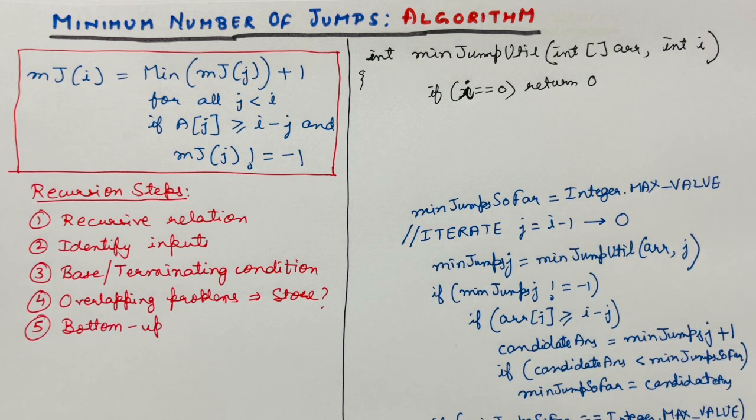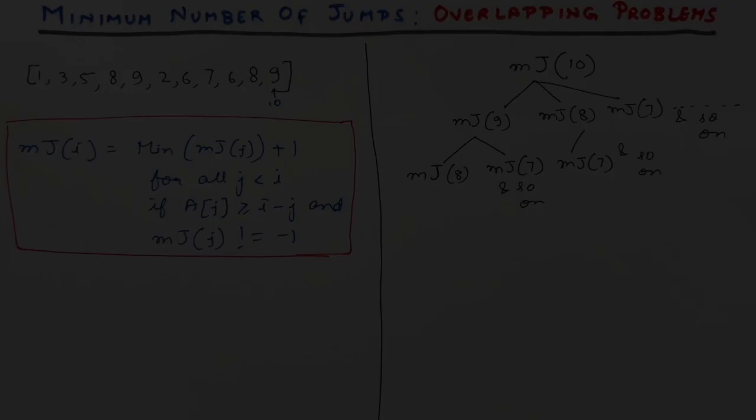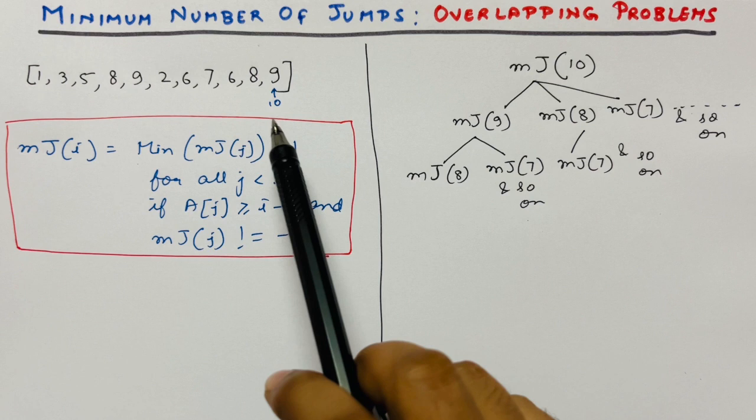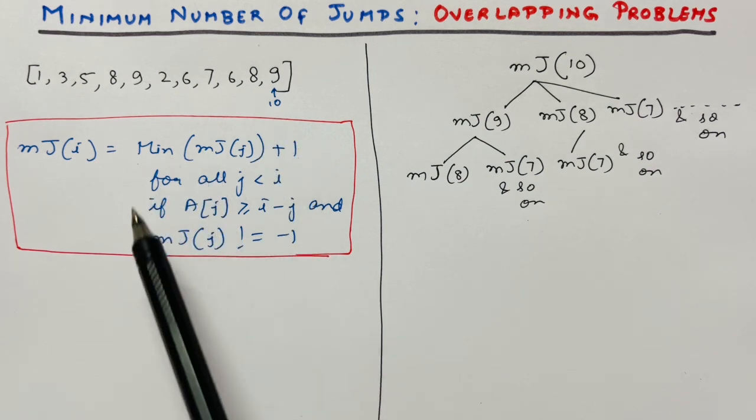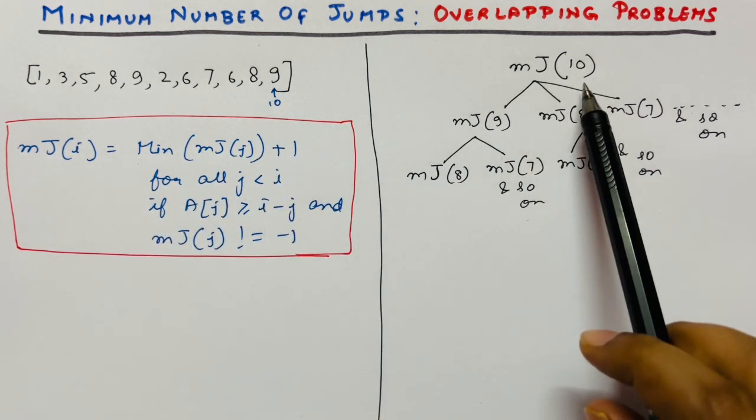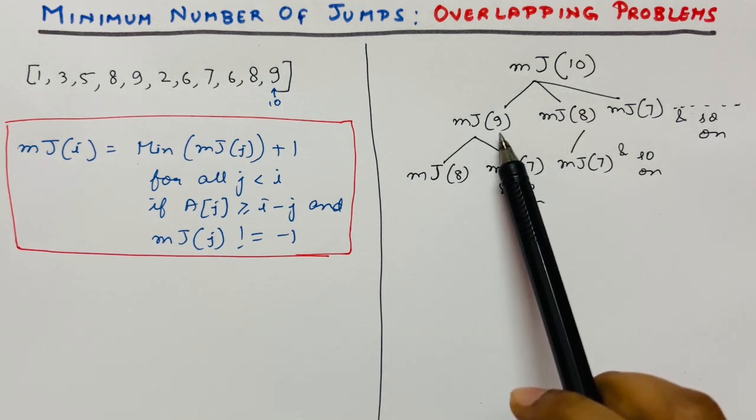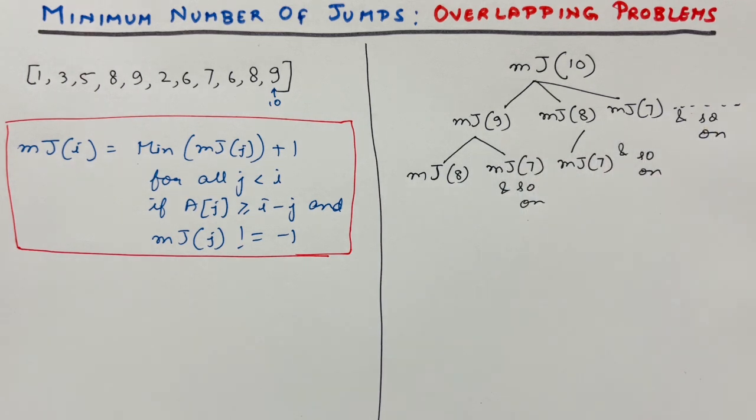Now at this point, this algorithm is complete and it will work fine. But it has a very high time complexity. Why? Because there are still many overlapping problems. Same problems are being solved again and again. How? Consider this example. Here we have to find the minimum number of jumps needed to reach this 10th index. Now as per this recursive relation, to find the minimum number of jumps needed to reach the 10th index, we will need answers for 9, 8, 7 and so on.